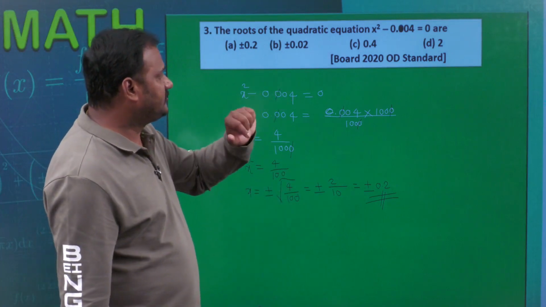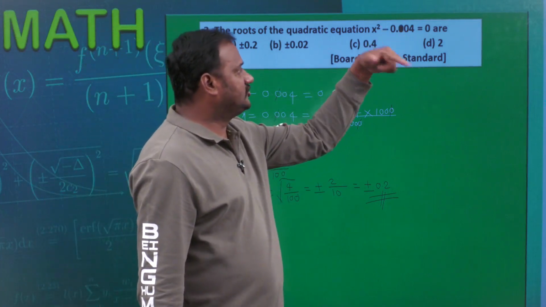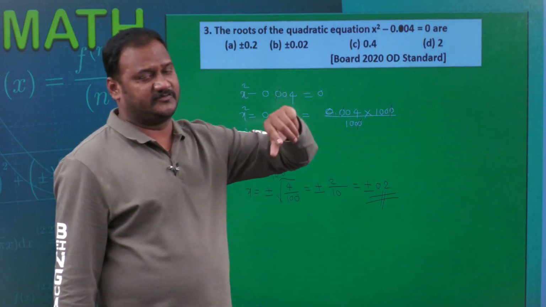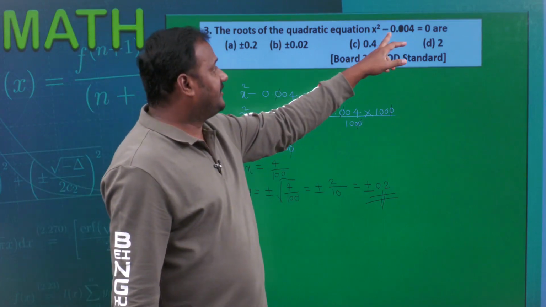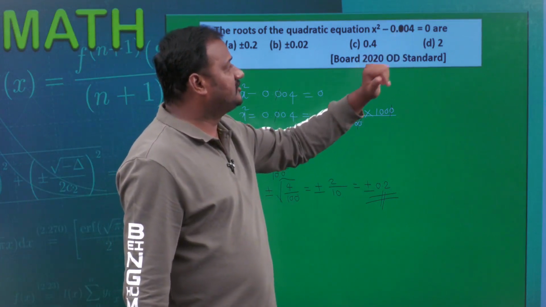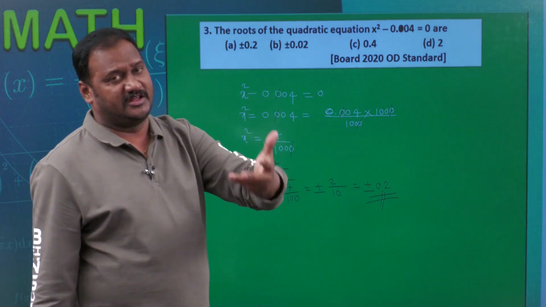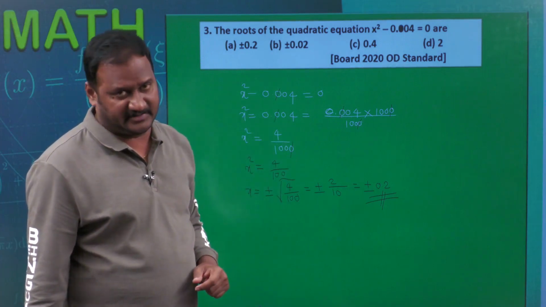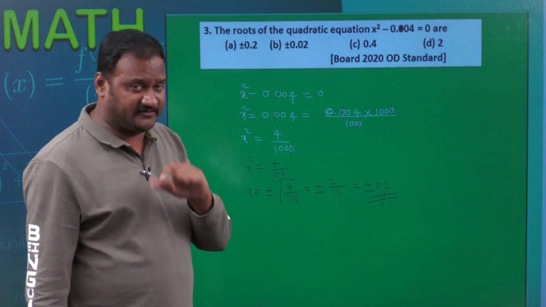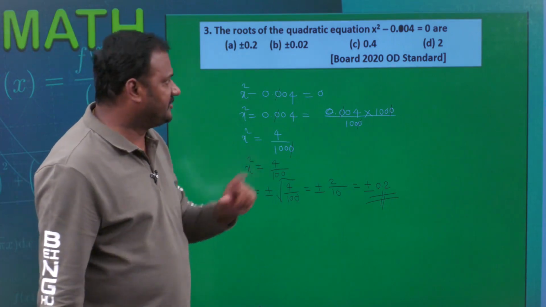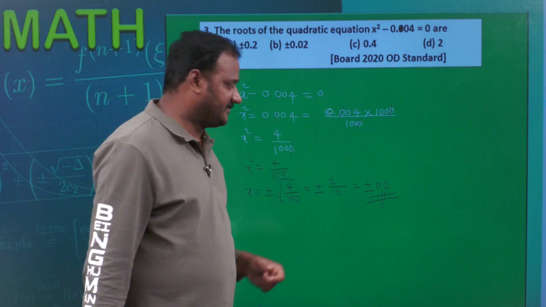See here, you need to remember that it is 0.04, not 0.004. All the time you will have 0.04, right? That is two zeros and then 4, which is a square number. If it is 3 zeros and 4, it is not a square number. So please do remember that. That was a printing mistake.